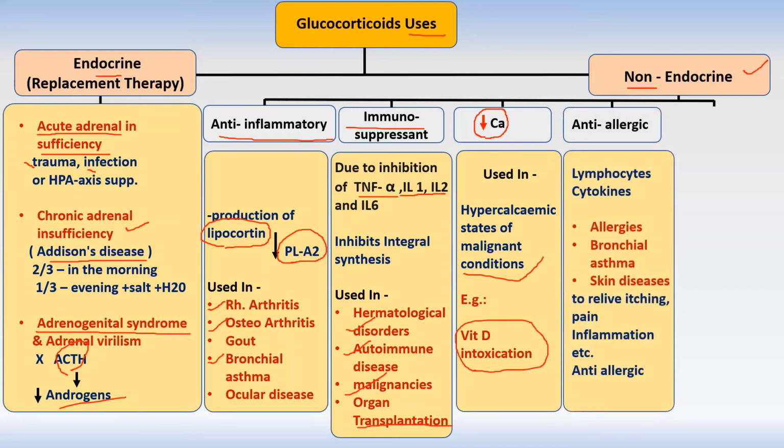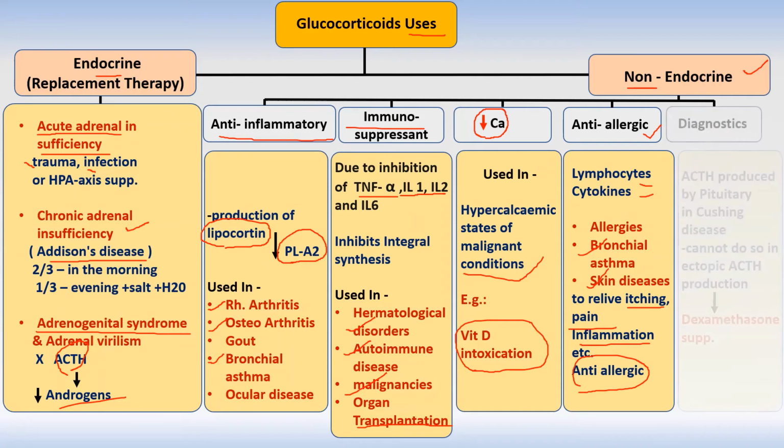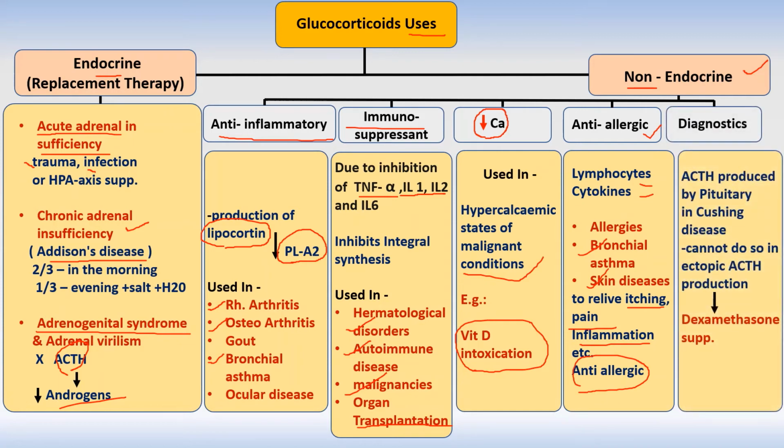Next, moving on to the anti-allergic effect. Due to the inhibition of the lymphocytes and cytokines, they can be used in bronchial asthma and skin diseases. That is, in skin diseases, it reduces the pain, itching and inflammation. So it can be used in anti-allergic treatment. Next is about the diagnostic use. Here, this is known as the dexamethasone suppression test, and this is mainly done to differentiate between the ACTH produced by the pituitary in Cushing's disease.